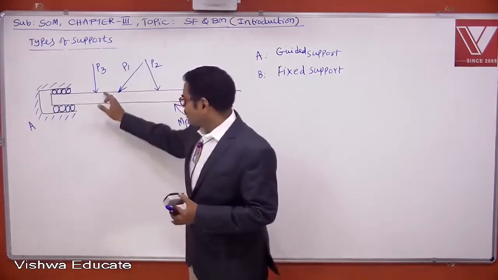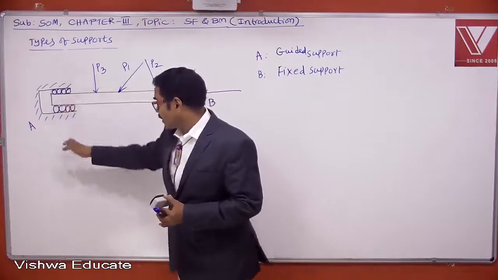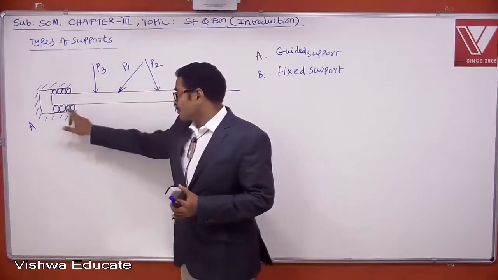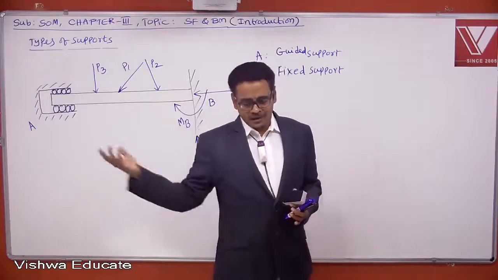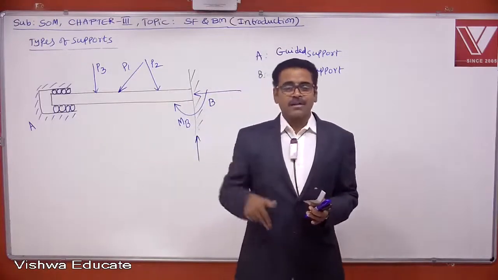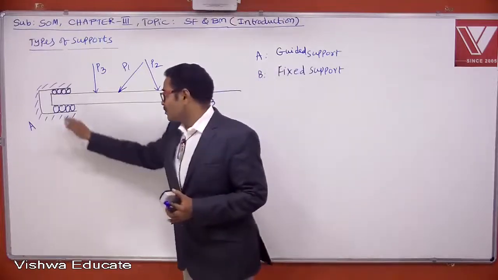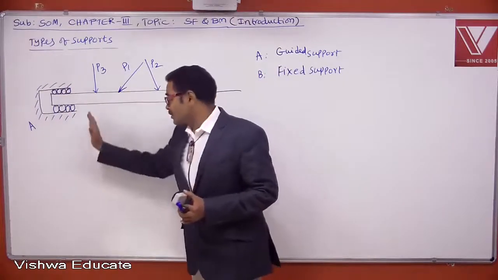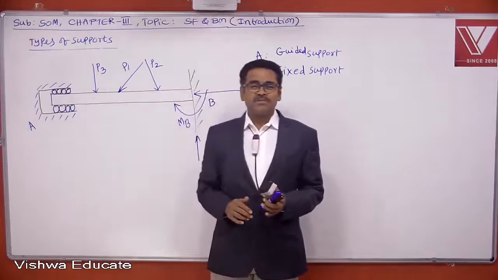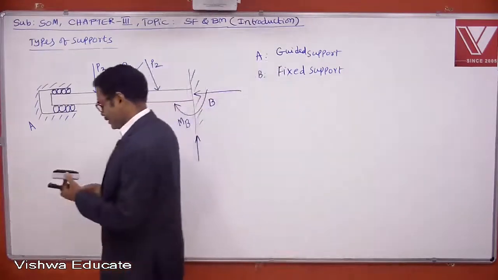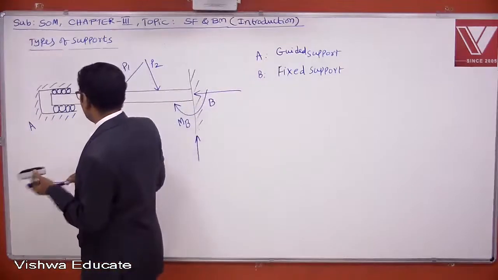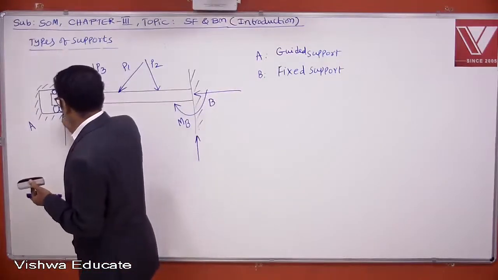If this beam wants to displace perpendicular to the length of the beam, these rollers will not allow it. Even a single roller will not allow it. Since we are using many rollers, definitely they will not allow displacement of the beam perpendicular to the beam. So they resist displacement of the beam perpendicular to the rollers. Since they are resisting, a reactive force will be induced like this.